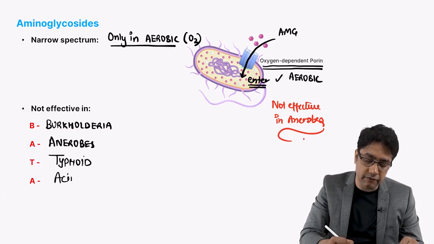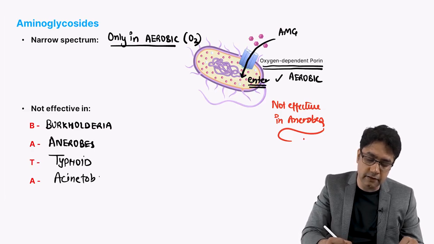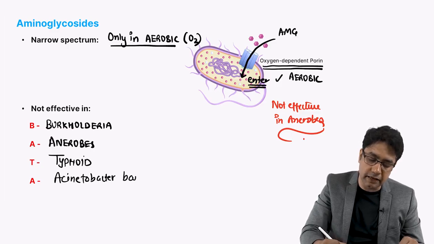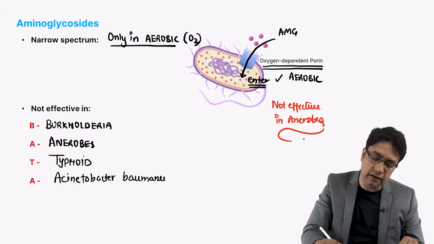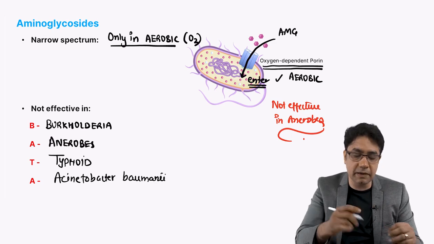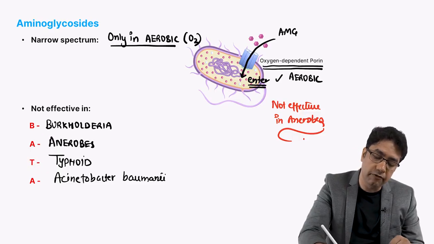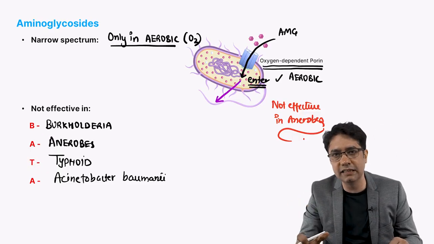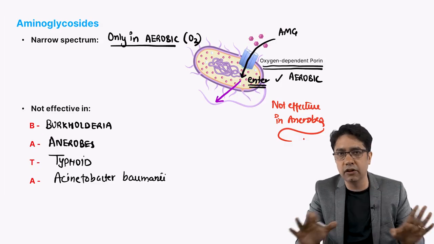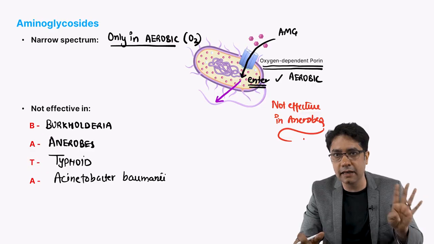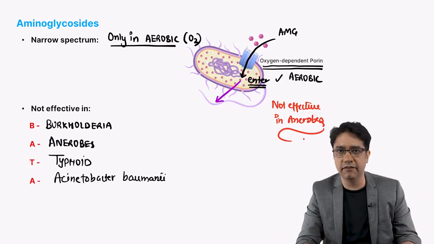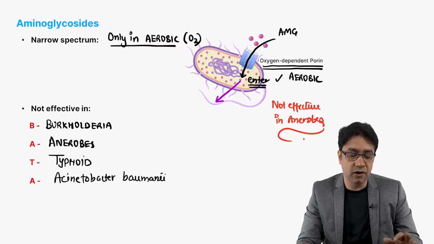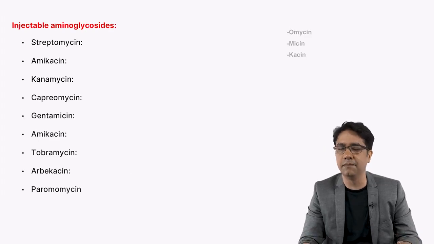And lastly, one hospital-acquired infection occurring in ventilator patient, Acinetobacter baumannii. The reason for resistance is that these bacteria don't have porin channel. No porin channel is there. Aminoglycoside cannot enter into these 4 BATA bacteria. Hence, we don't give. So now let's talk about what are the drugs we have in aminoglycoside.